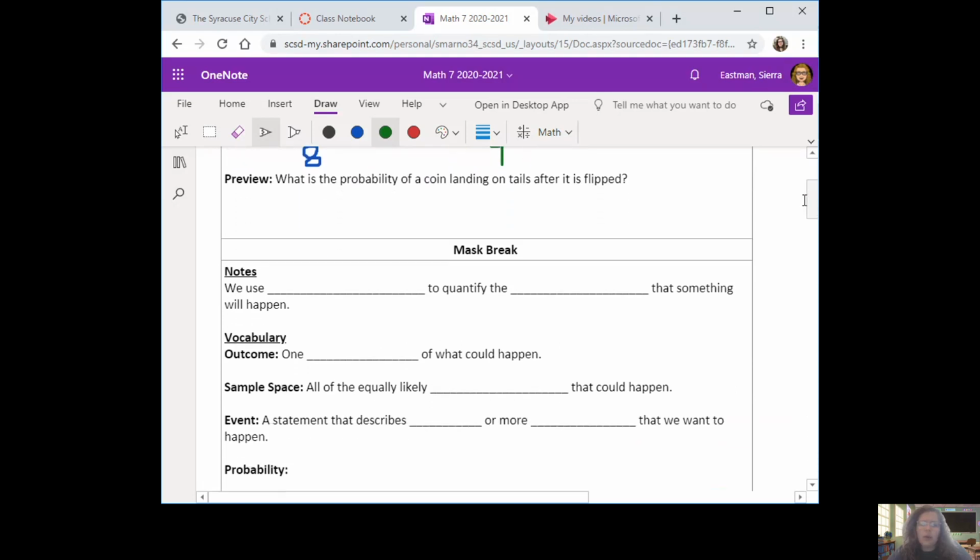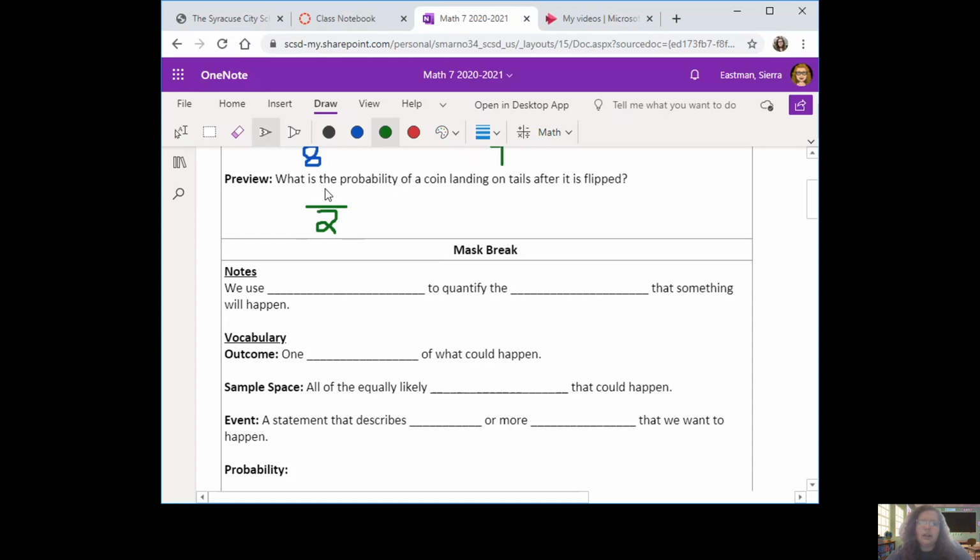What is the probability of a coin landing on tails after it is flipped? I know we haven't quite talked about probability, and you guys are going to see a lot of different definitions and vocabulary that we actually need to go through first. But for this preview question, let's think a little bit closer. If I flip a coin, how many sides could it land on? There's only 2 sides, right? So we have 2 different outcomes that could happen. It could land on tails or it could land on heads, but they're only asking for tails.